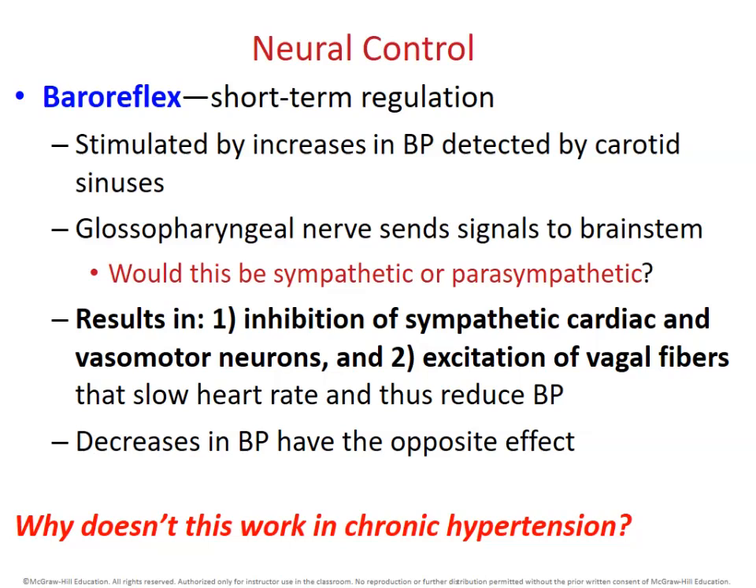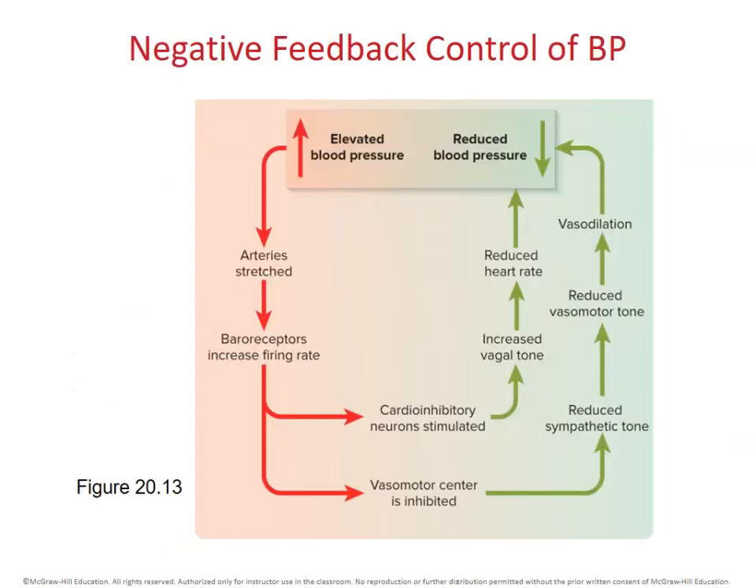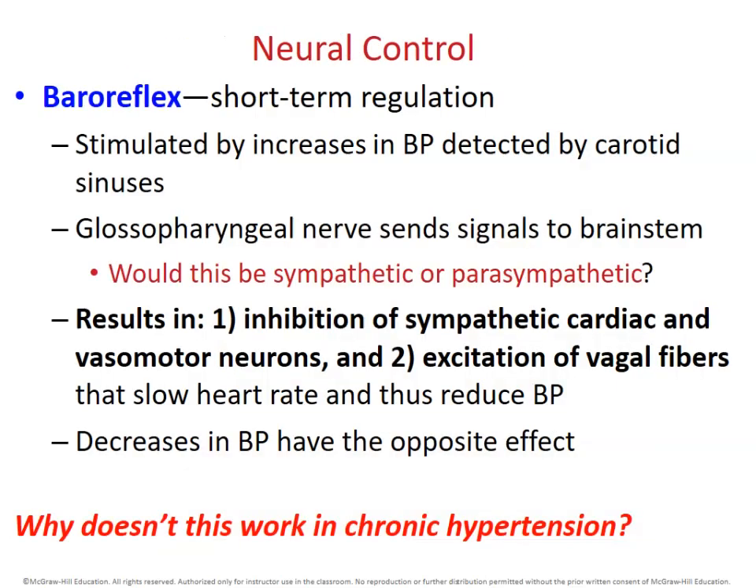So chronic hypertension, shoot, that's a tough one. Why doesn't this work in chronic hypertension? Basically, it's what's called a habituation of the pathway. So it basically kind of just doesn't pay attention as it should. Right here, if high BP is recognized, it inhibits the sympathetic and excites the parasympathetic.